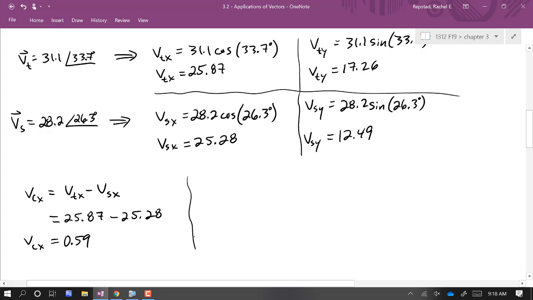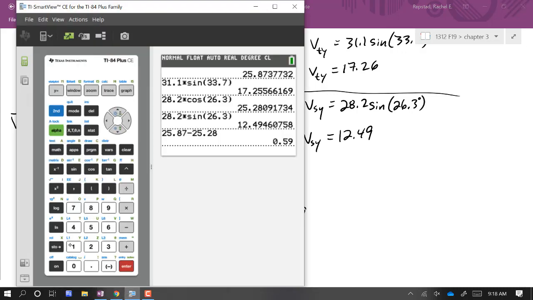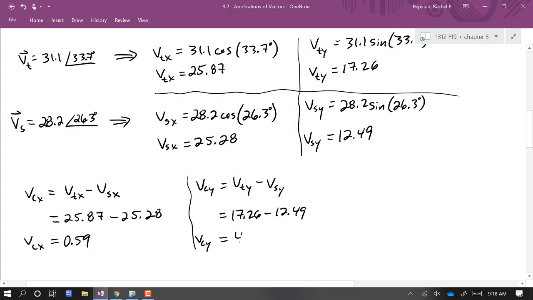And the y component, VCY, is VTY minus VSY. So that's 17.26 minus 12.49, which is 4.77.